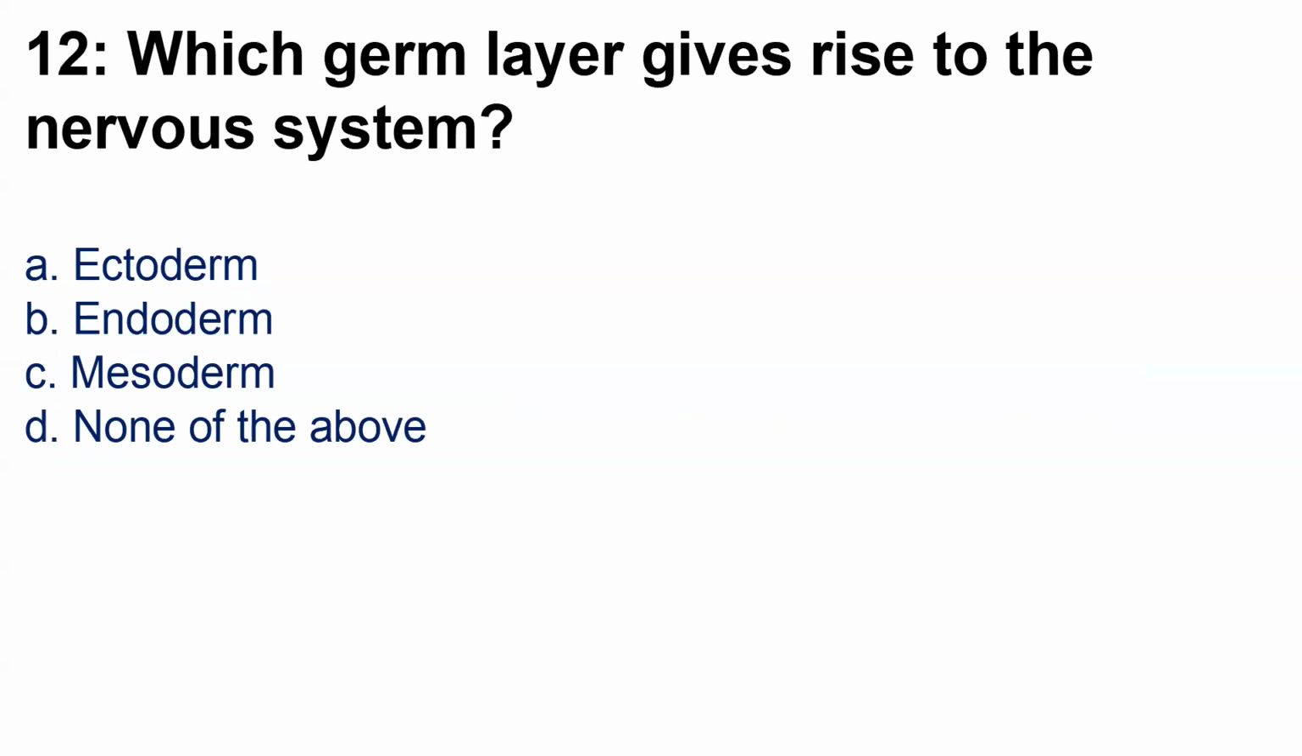Question 12. Which germ layer gives rise to the nervous system? A. Ectoderm, B. Endoderm, C. Mesoderm, D. None of the above. The answer is A. Ectoderm.